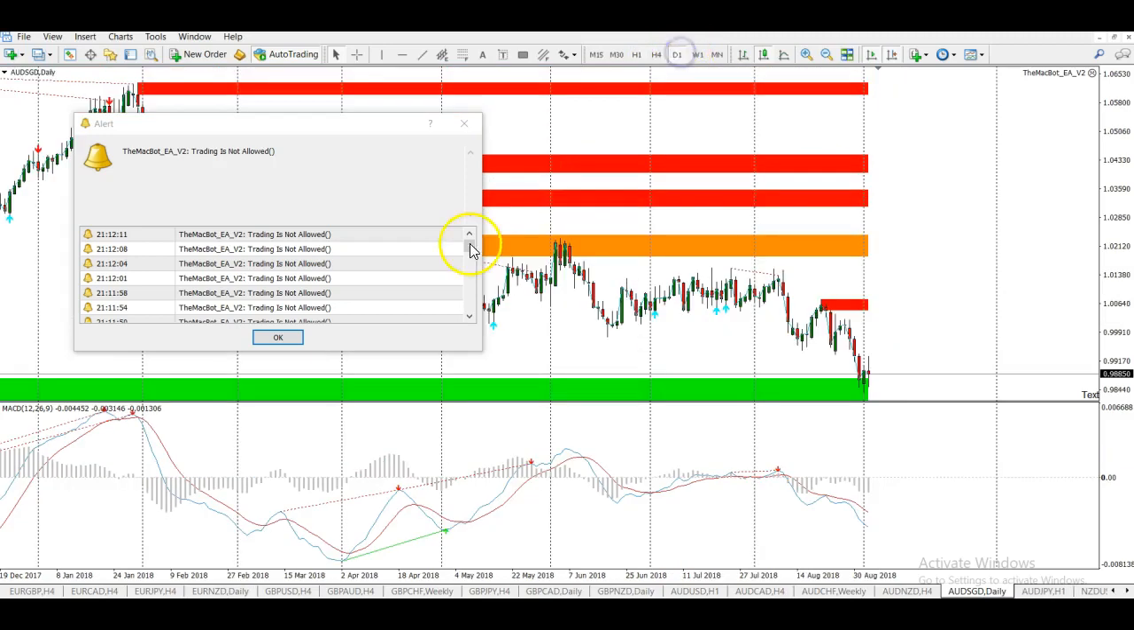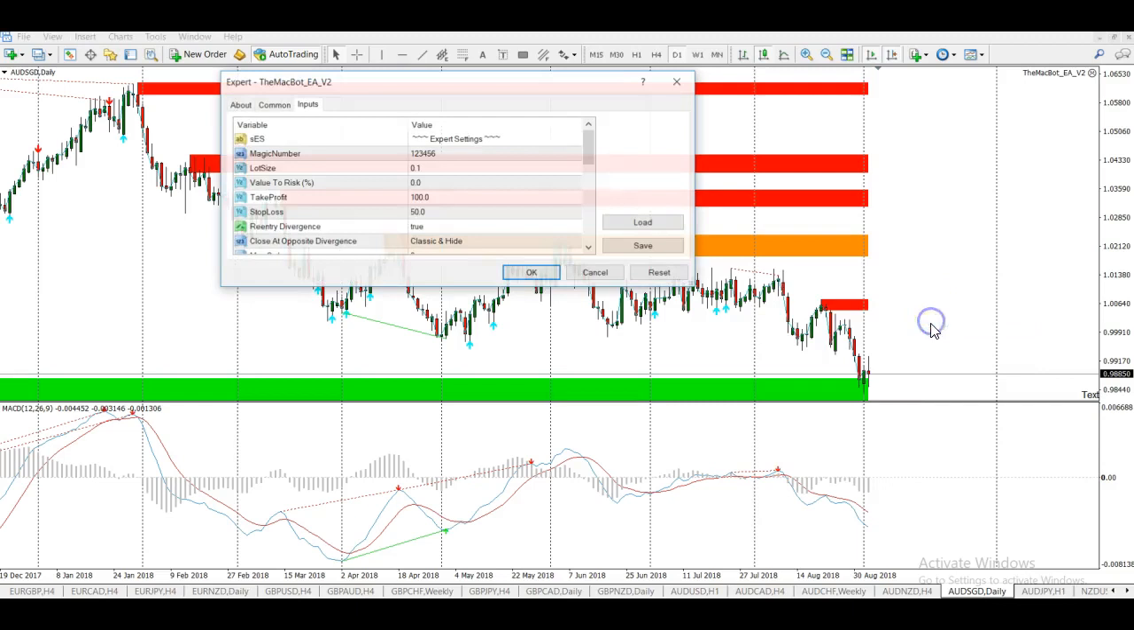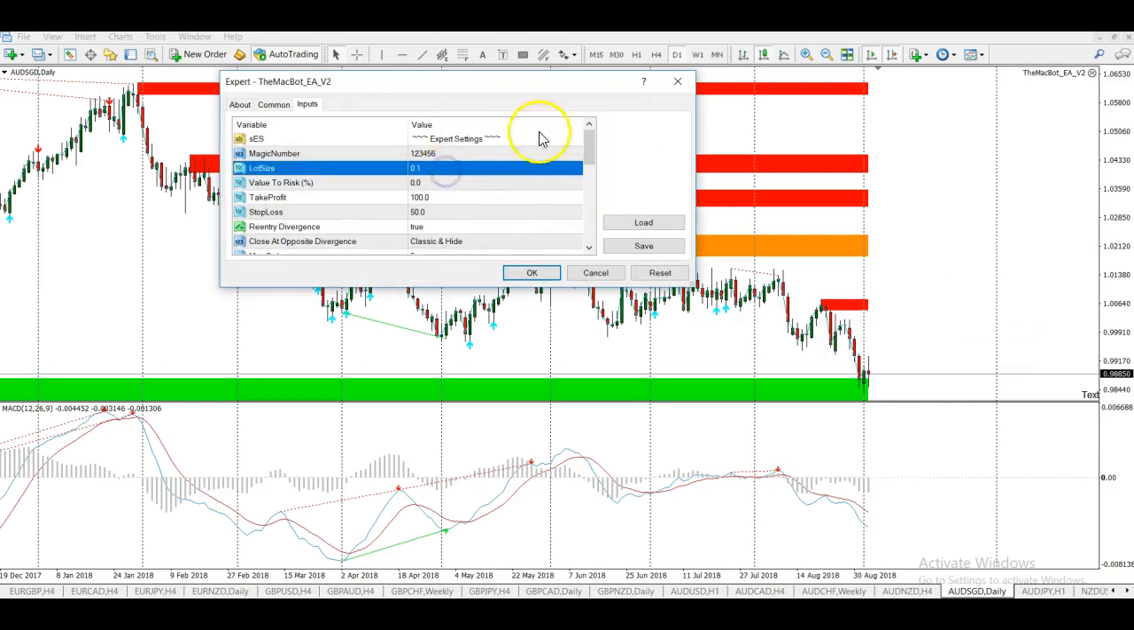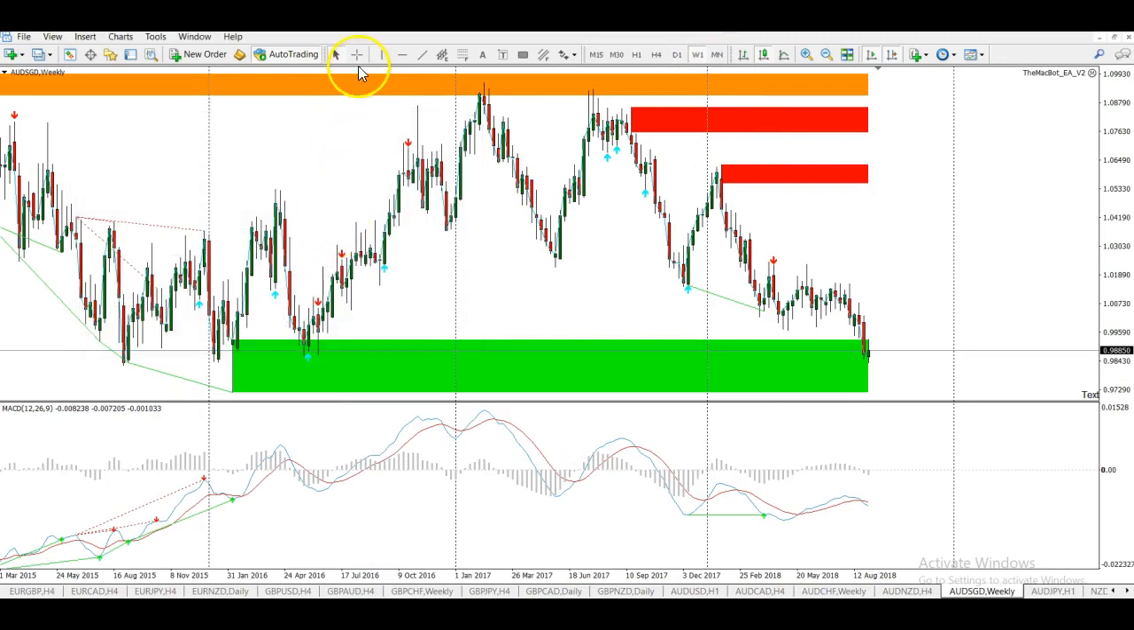So go to expert advisors, go to properties. We're inside a weekly also. Let's have a look at this. This is really big. So 150 pips. The nearest area I can see is there.